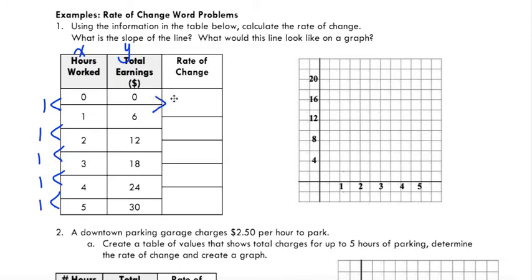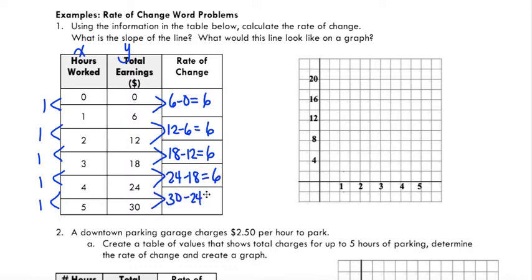So 6 take away 0 is 6. 12 take away 6 is 6. 18 take away 12 is 6. 24 take away 18 is 6. And 30 take away 24, you guessed it, is 6.